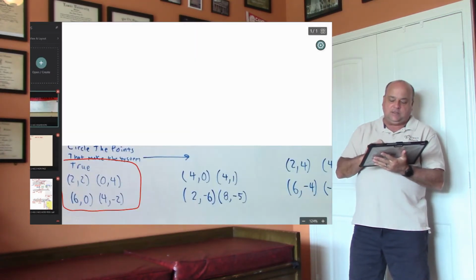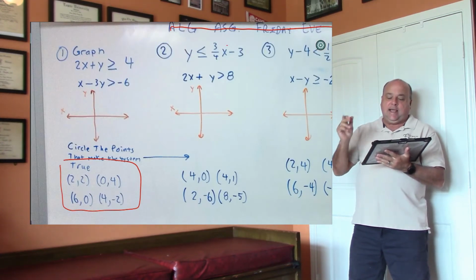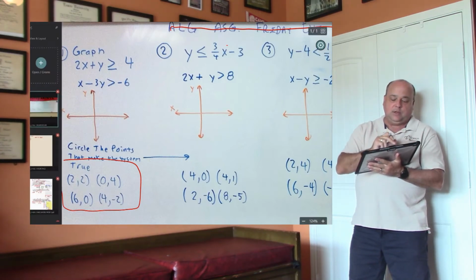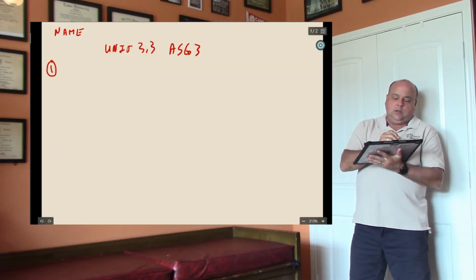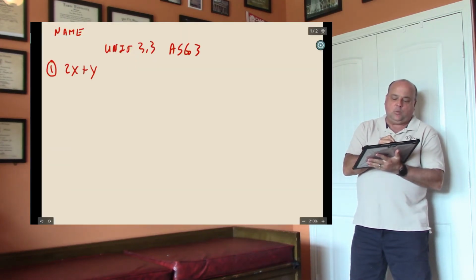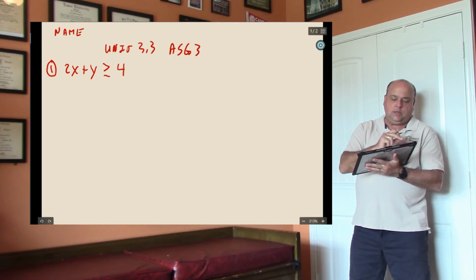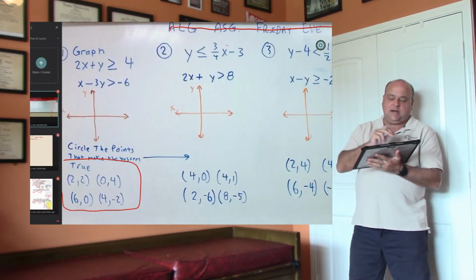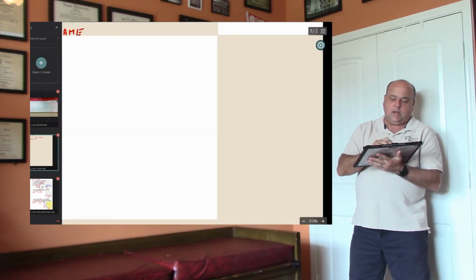So my first problem is going to be 2x plus y greater than or equal to 4, and x minus 3y greater than negative 6. Let's see if I can remember both of those. 2x plus y greater than or equal to 4. And then let me go back and get the other one. This is kind of tedious, going back and forth. X minus 3y greater than 6.